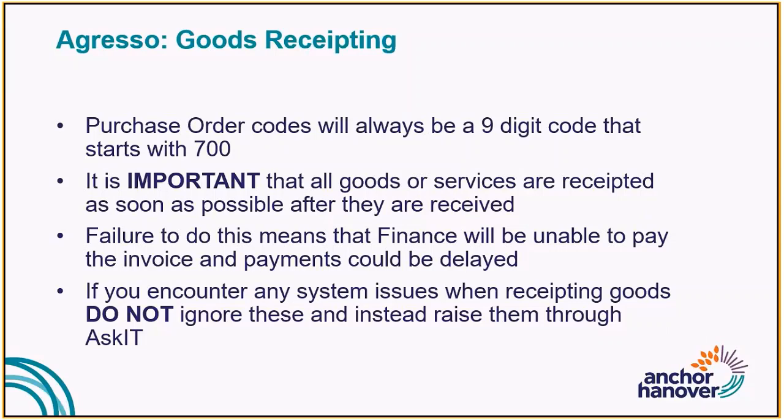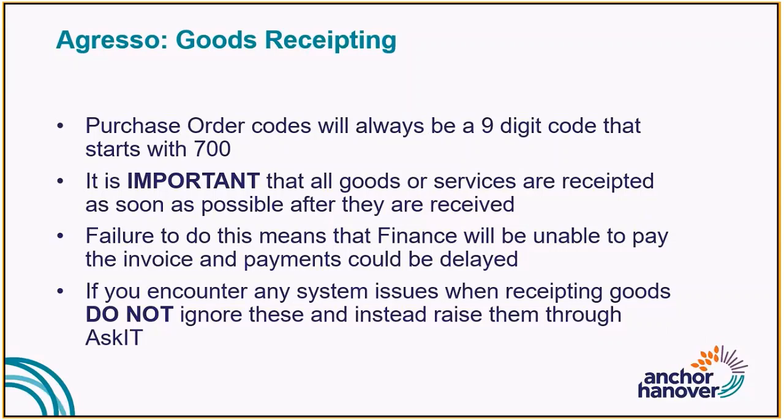This short video will take you through how to receipt goods on Agresso. In Agresso, the person who raised the requisition will have been emailed a copy of the purchase order. The purchase order number is used to receipt the goods or services being received. It will be easily identifiable as the 9-digit purchase order code will always start with 700.